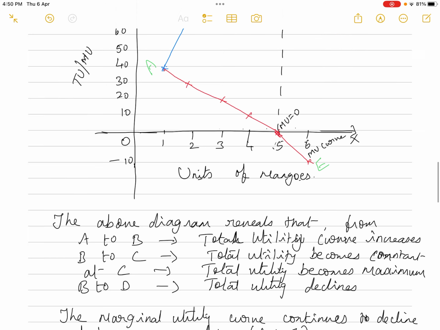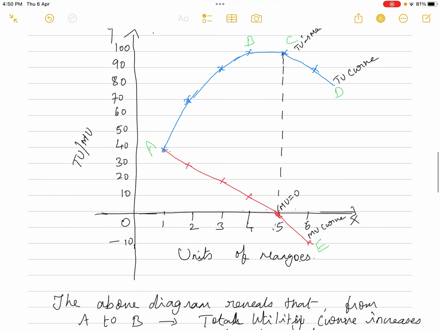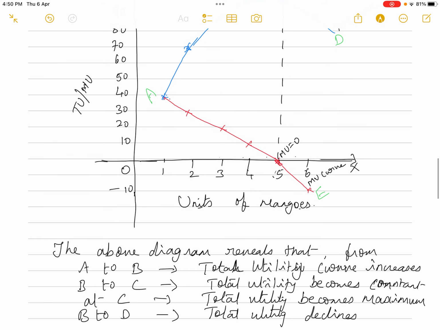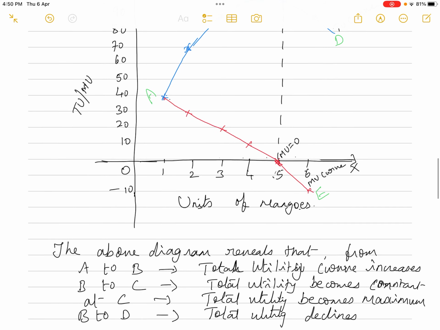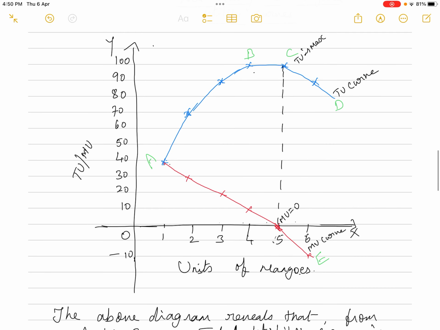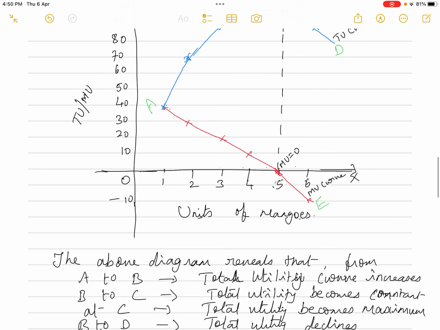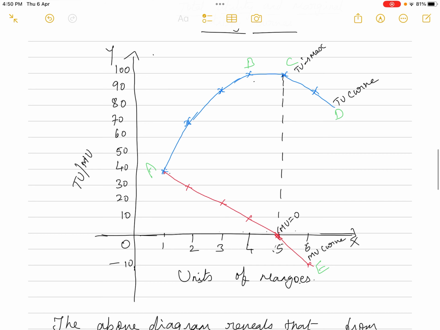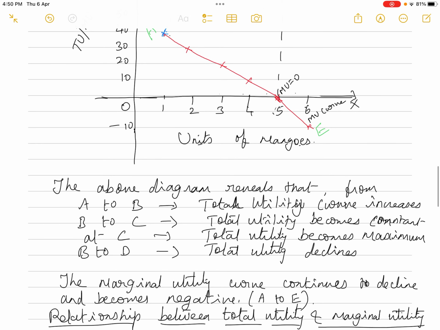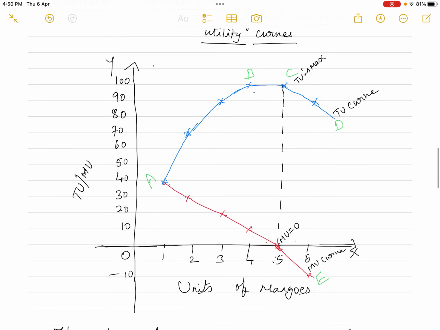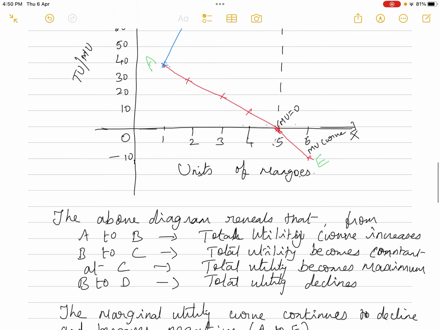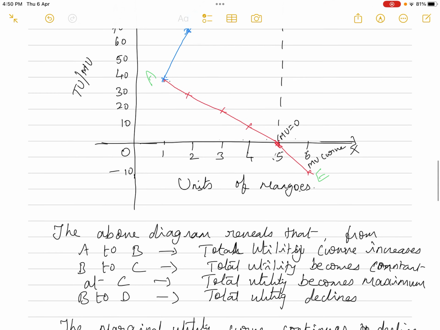So the above diagram reveals that from A to B, the total utility curve is increasing, isn't it? That is when the consumer is consuming from the first mango to the fourth mango. And from B to C, the fourth and fifth, the total utility becomes constant. It remains 100, isn't it? So between B to C, the total utility is remaining constant.